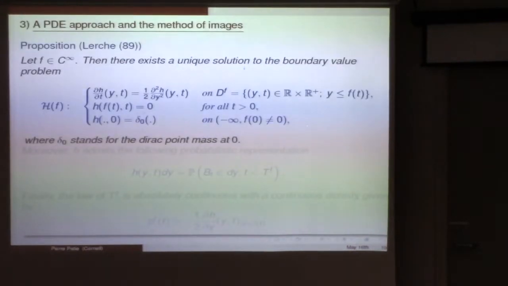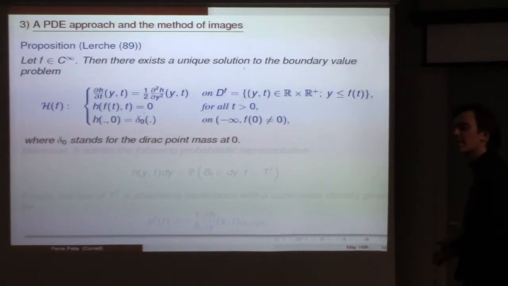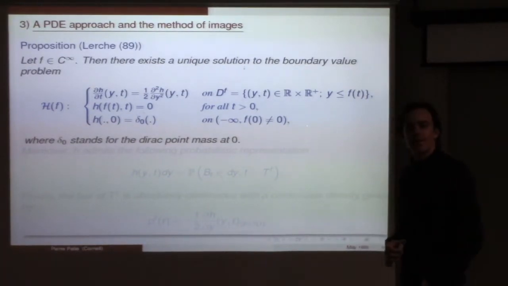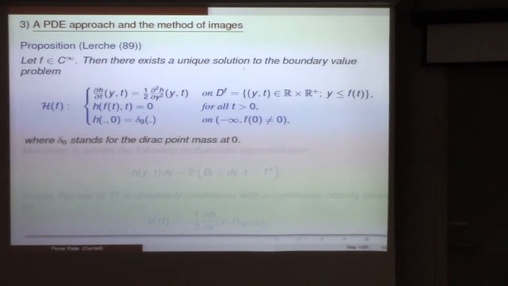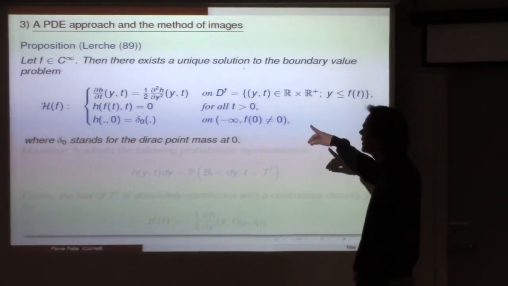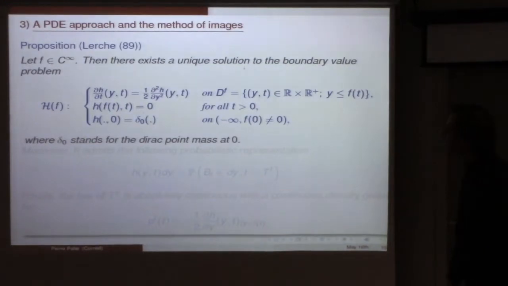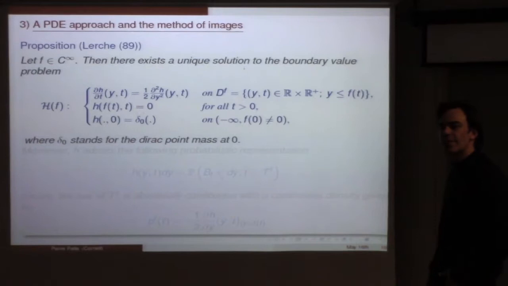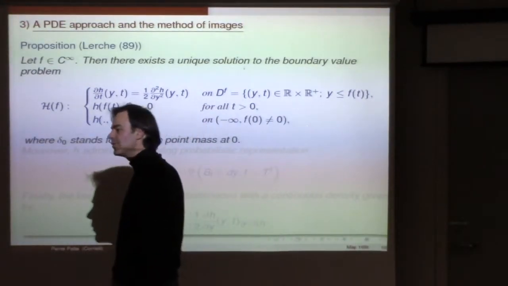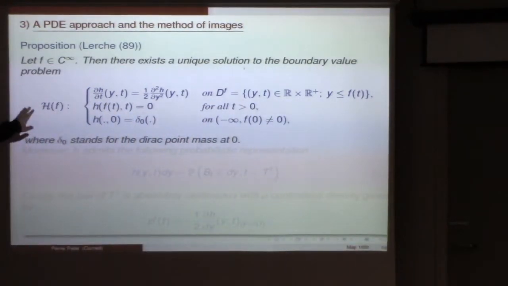Then we have another approach. As I said, there is a close connection between a problem related to Brownian motion and the heat equation. The relationship between our problem and the heat equation is given by this proposition, which you can find in a book of Lerche. I'm assuming I do not have to deal with the issue of existence and uniqueness of the solution of this heat equation, so I'm assuming that the function f is very smooth.